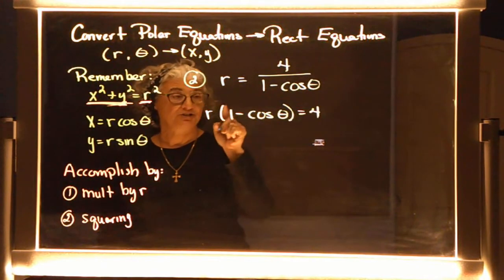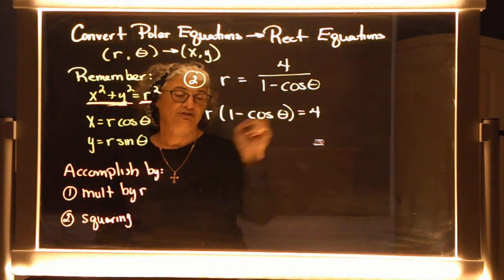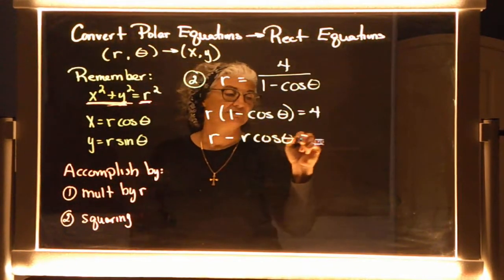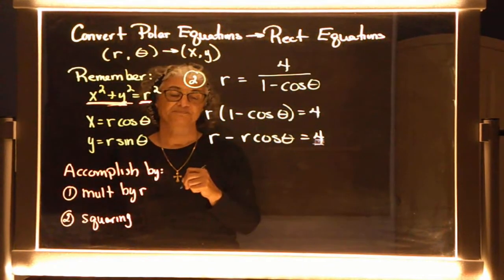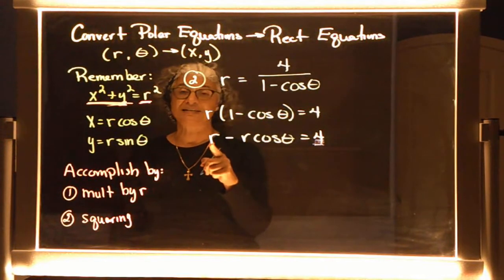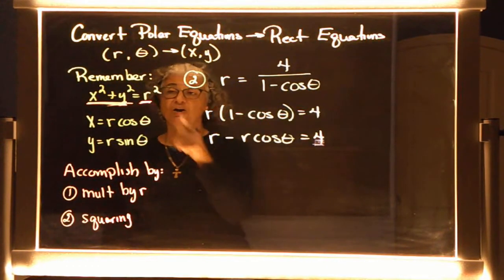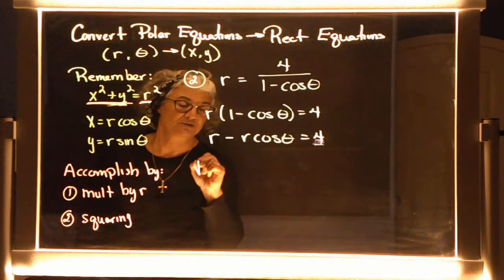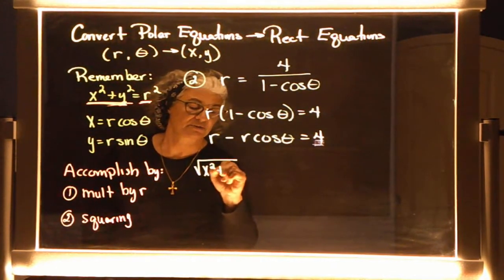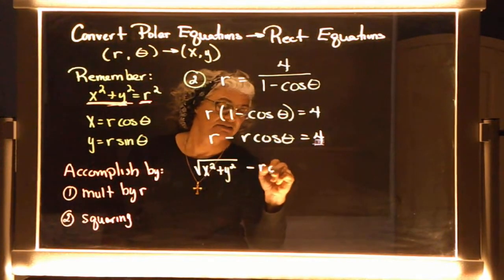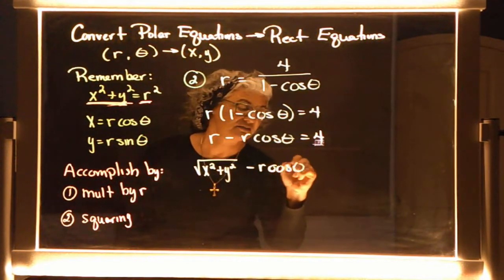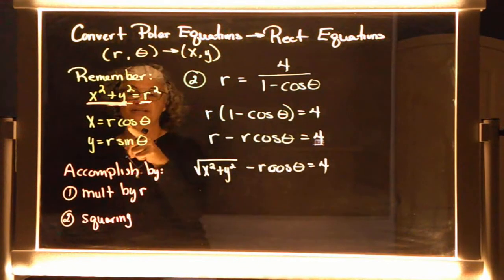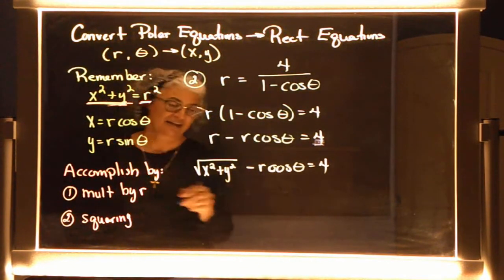Okay, which means I could distribute, couldn't I? So r minus r cosine of theta. Agreed? Now, we dealt with r in the last problem. r can be found by taking the square root of both sides, can't it? So that means we have the square root of x squared plus y squared minus r cosine of theta, right? And I can rewrite the r cosine of theta as just x.